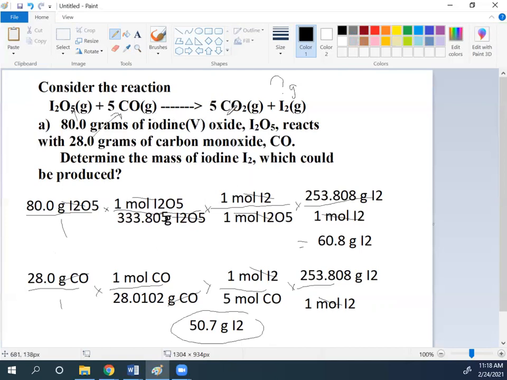The CO2 is just another product. I could have done the same problem for CO2, but there is no excess product or limiting product. We're only talking about the reactants here.